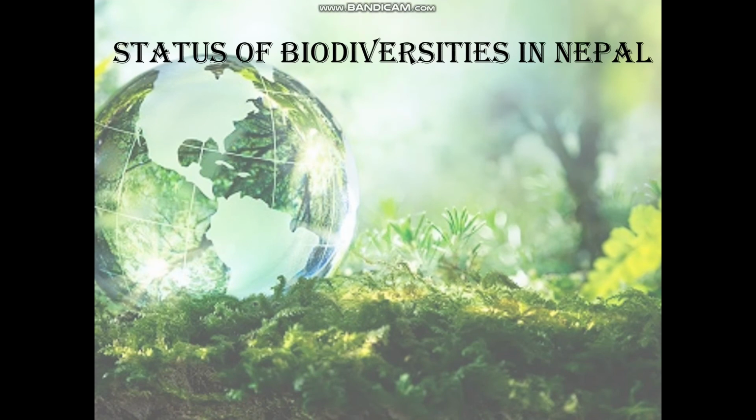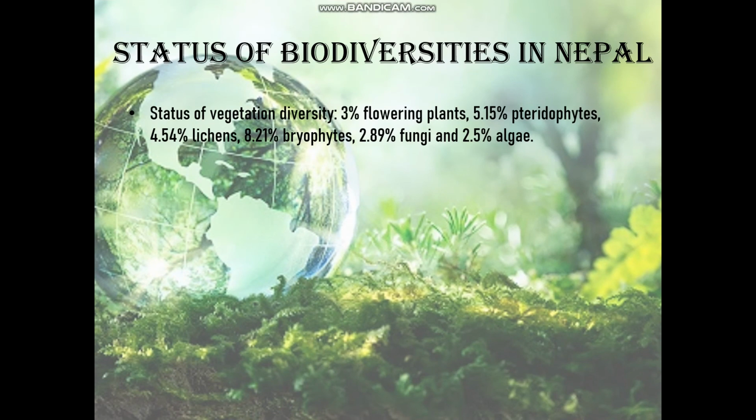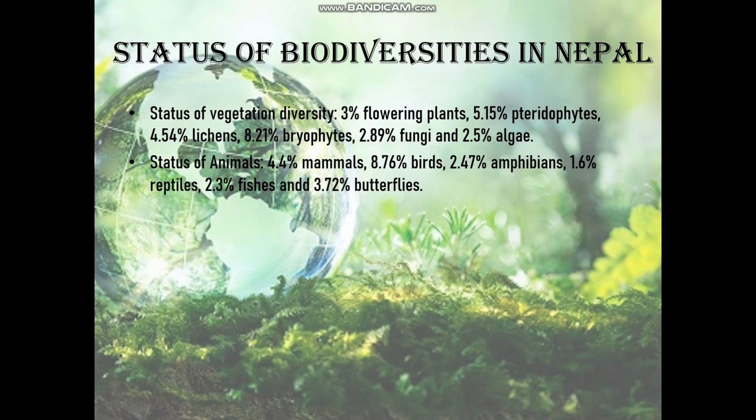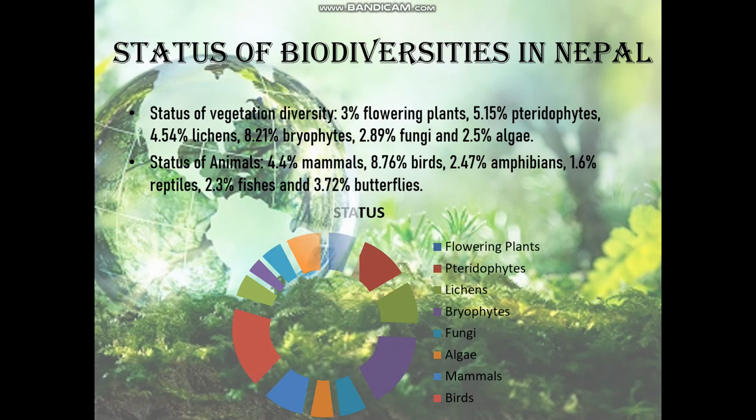We have gathered some details on the status of biodiversity in Nepal. According to the information we collected, the status of vegetation diversity includes 3% flowering plants, 5.15% pteridophytes, 4.54% lichens, 8.21% bryophytes, 2.89% fungi, and 2.5% algae. Along with this, we have also collected information on the status of animals, which includes 4.4% mammals, 8.76% birds, 2.47% amphibians, 1.6% reptiles, 2.3% fishes, and 3.72% butterflies. For convenient reading of the information we have collected, we made a chart on this topic.